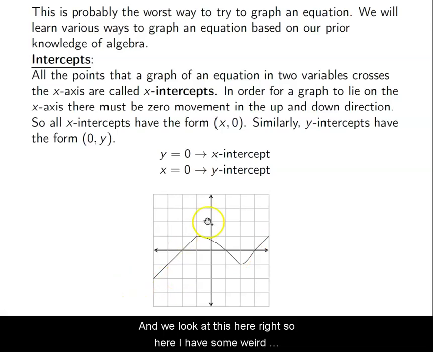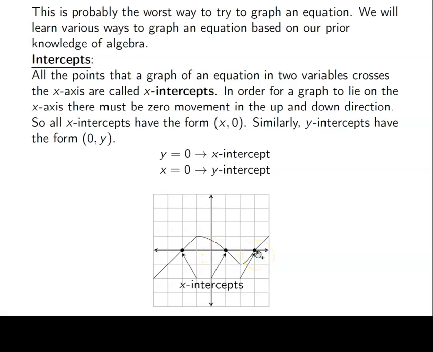All right, so here I have some weird looking graph on here. Okay, so my x-intercepts are all the places where this graph intercepts the x-axis. Those are all the points where they overlap each other, where they cross each other. Those are my x-intercepts. All the places where my function crosses my y-axis here is my y-intercept. So those are the difference between the two.